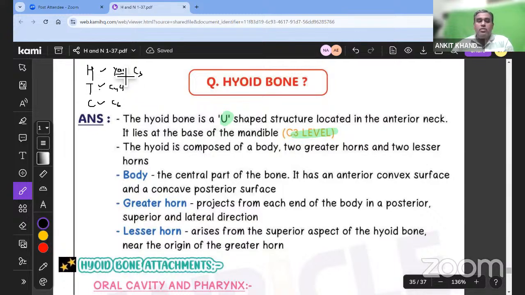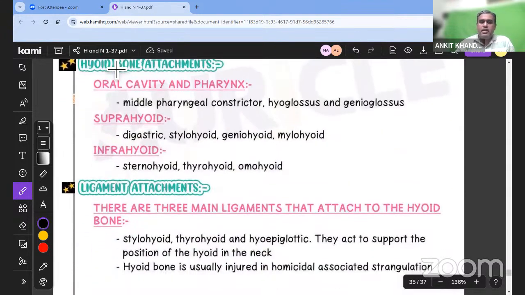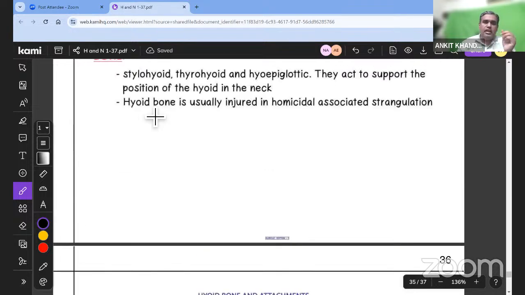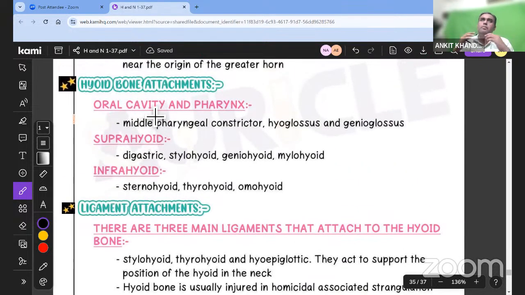And the hyoid bone will have a body, and greater and lesser horns. It has a few other attachments. Mainly muscles and ligaments are attached onto the hyoid bone. It is a very important bone. As we study the pharynx and larynx, we'll understand its importance. See, the hyoid bone is attached where? It is attached to the mandible, tongue, larynx, pharynx, and the base of the skull.